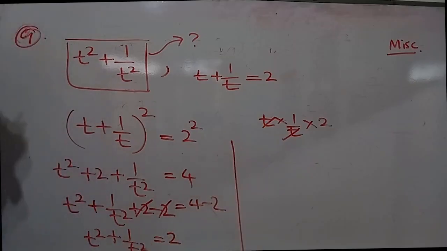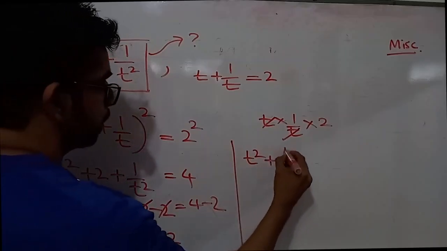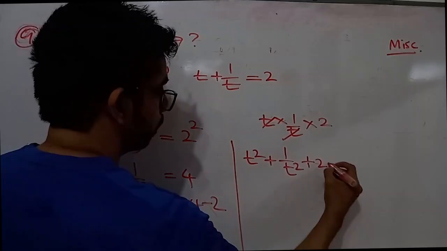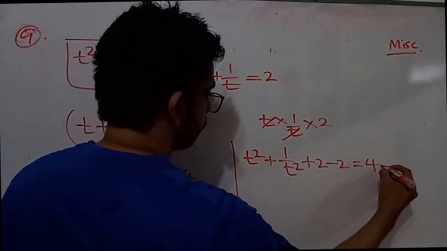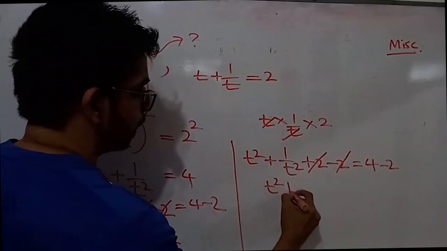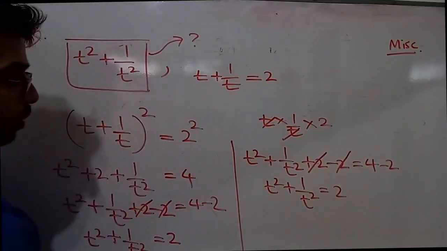Here we have t squared plus 1 by t squared plus 2 minus 2. So this is equal to 4 minus 2. So we can cancel out the 2's. So t squared plus 1 by t squared, that is equal to 2. This is the answer.